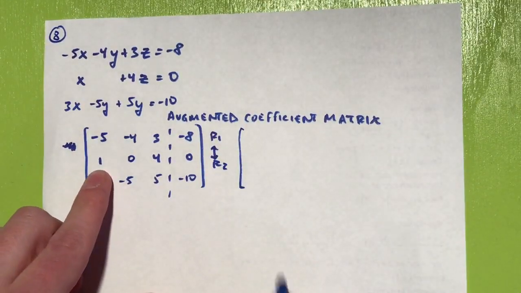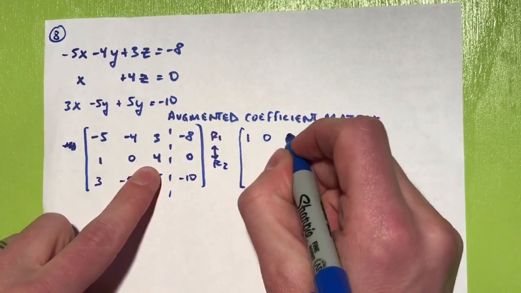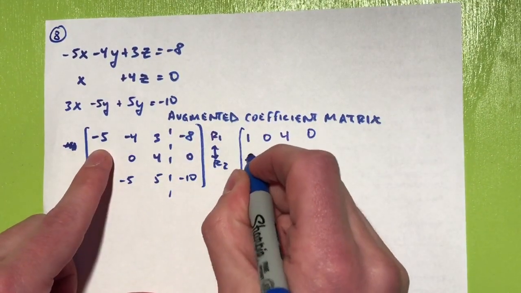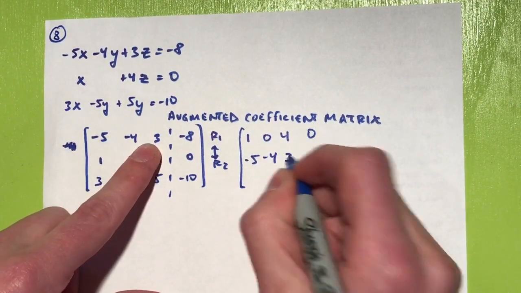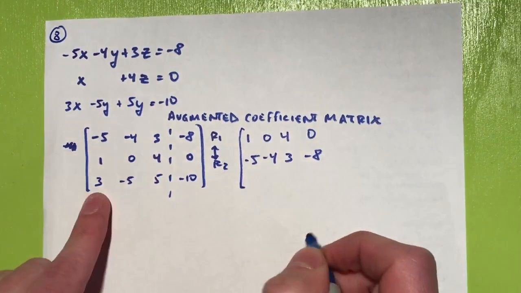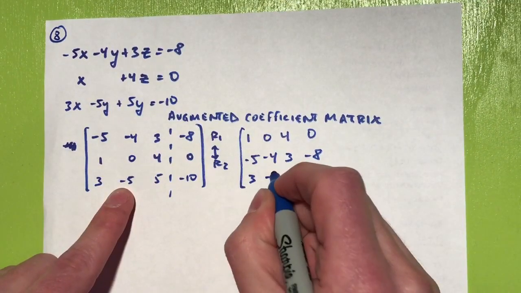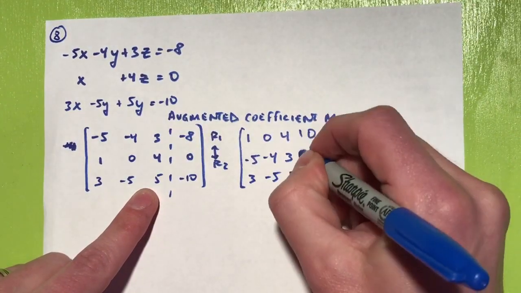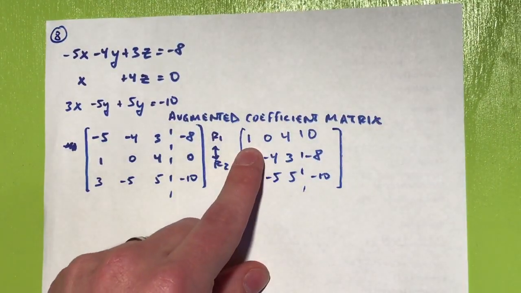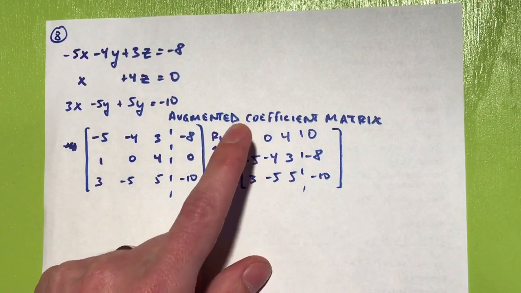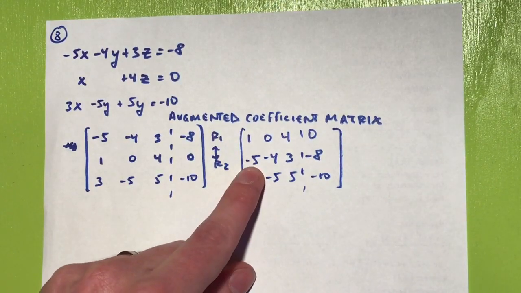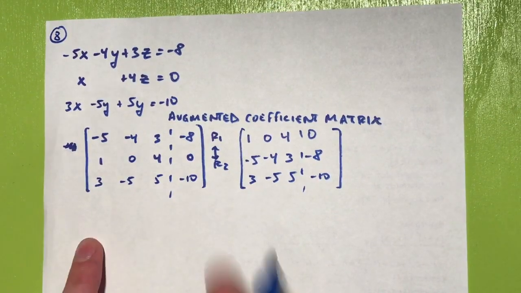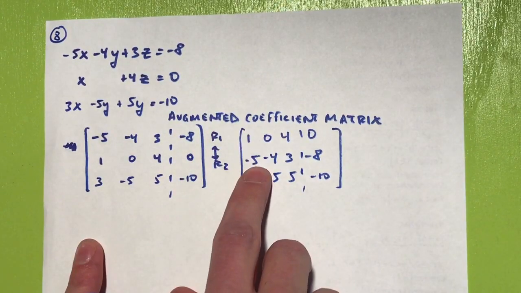So row 1 becomes 1, 0, 4, 0. Row 2 becomes negative 5, negative 4, 3, negative 8. And row 3 stays as it is. Now I've got that 1 in that first position. I'm going to use that to get rid of the negative 5. I'm going to use that to get rid of the 3. What can I do to get rid of the negative 5?